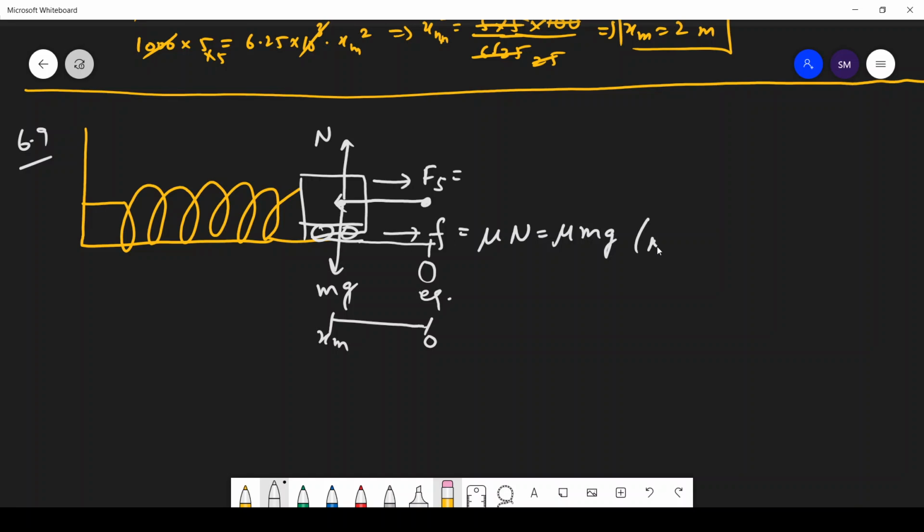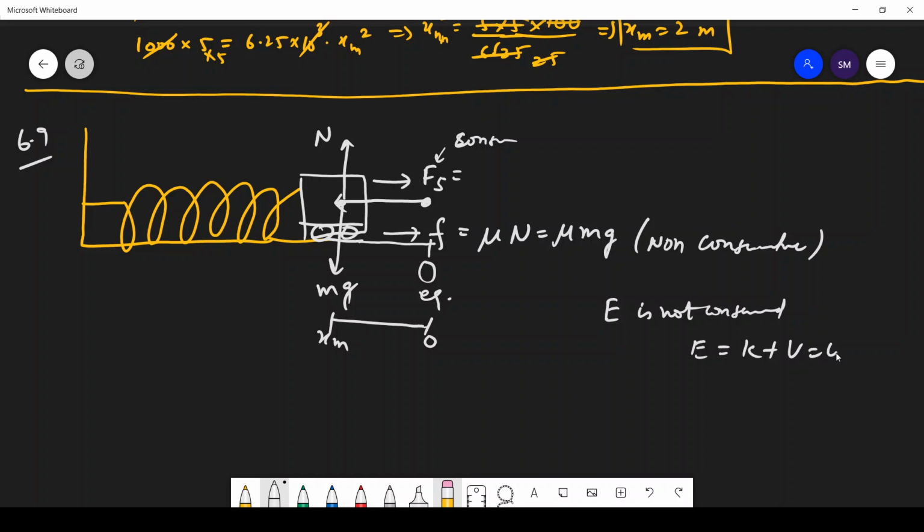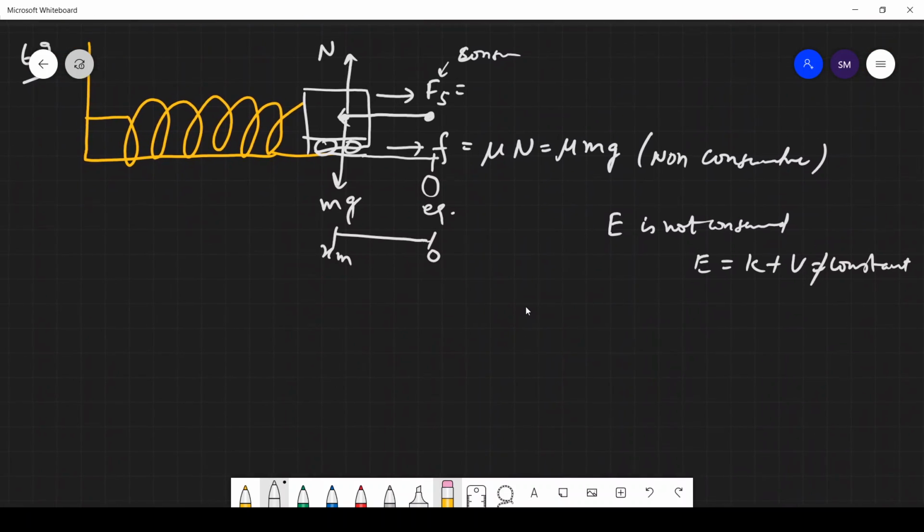So this is a non-conservative force. This is a conservative force, spring force. So here in this system, mechanical energy is not conserved. So you cannot use this formula that E is equal to K plus U, and that's equal to constant. No, they are not constant here. They are changing because we have a non-conservative force, friction, over here. So sir, then what shall we do? You can use the work energy theorem.